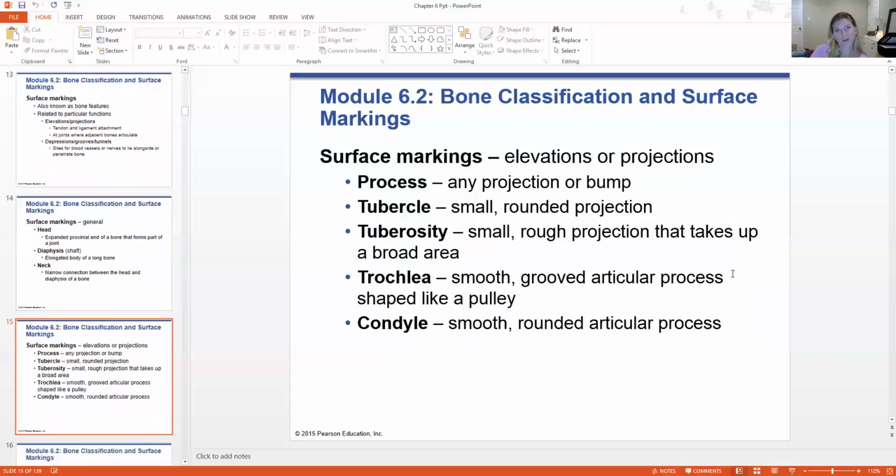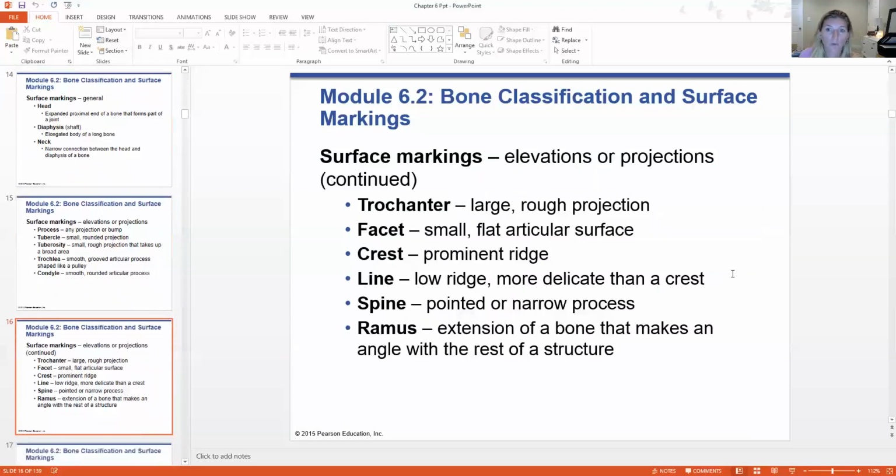Do I expect you to memorize this list? Absolutely not. You will have to memorize them in context. In other words, you will have to know the acromial process or the greater tubercle of the humerus. And so when I say that, you'll know exactly what it is. Don't memorize this list in isolation. That's kind of a waste of time.